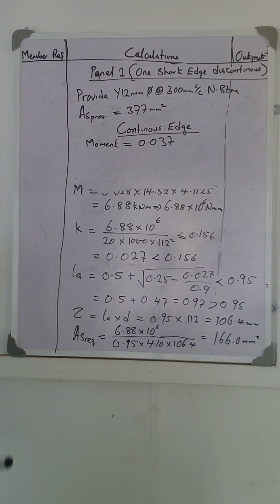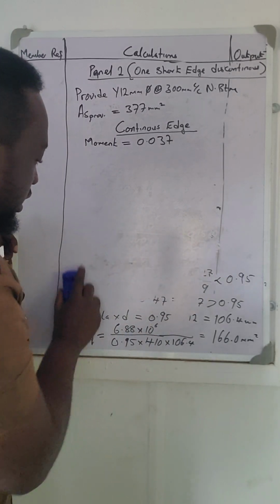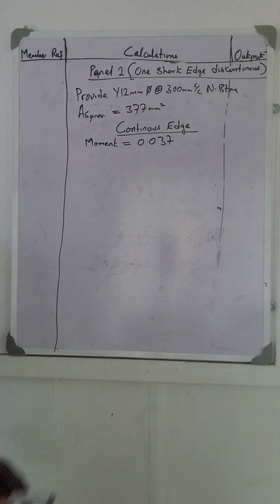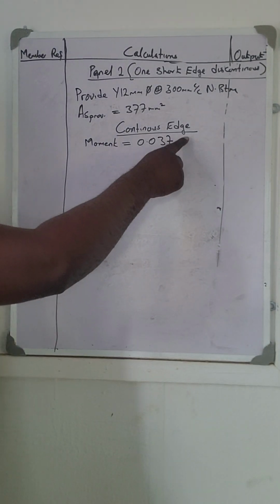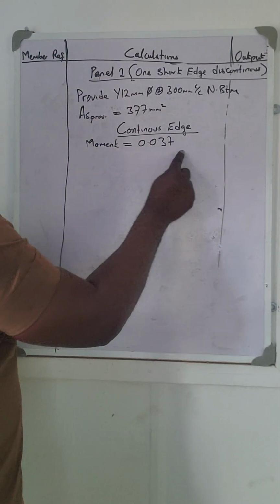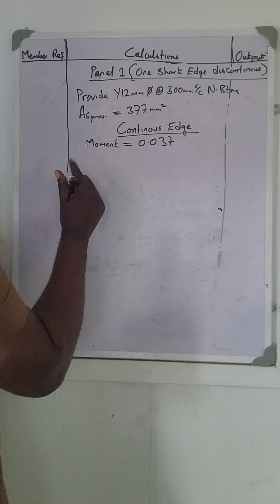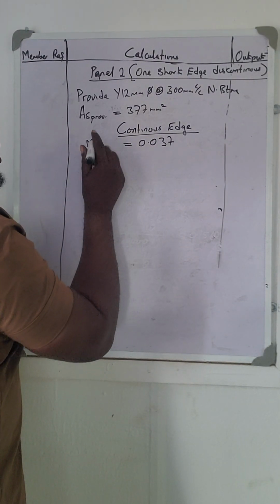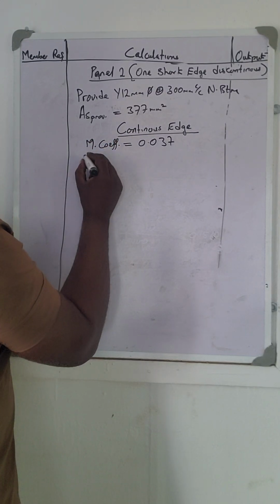So what we are supposed to do is to now get your moments. Remember, this is the negative moment coefficient, at the continuous edge. At the continuous edge, the tension is at the top. That is why it's a negative moment coefficient. We now calculate for the moment.